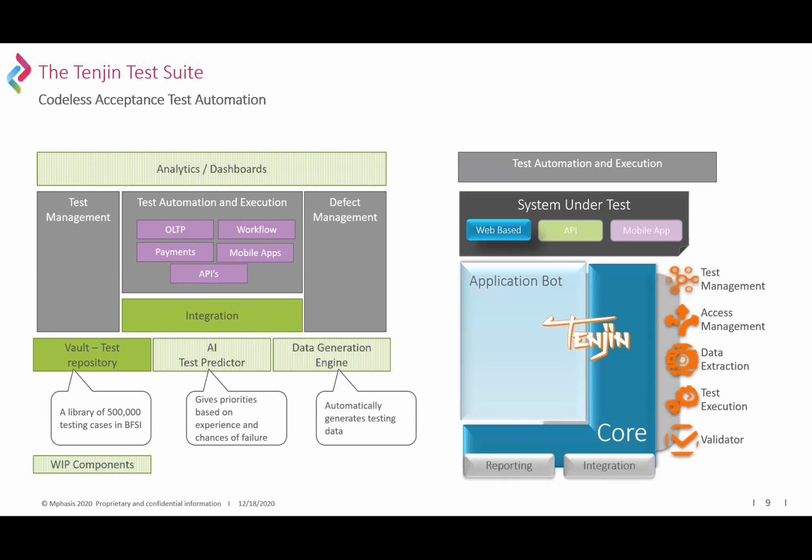So as I said, Tenjin is a two-part solution. There's a core and there's an application bot. And the core essentially looks at housekeeping and various functions like test management, access management, data management, execution and reporting, and the validation. We also have integration with, as I said, upstream with the ALM. We are building an integration with Jira X-Ray. Downstream, we have an integration with Jira QC and Bugzilla.